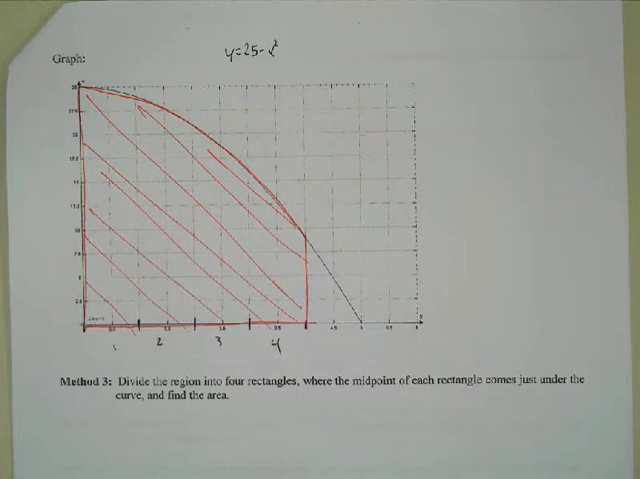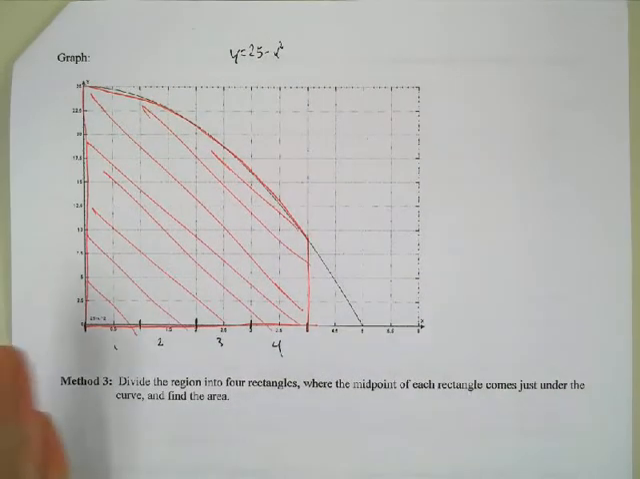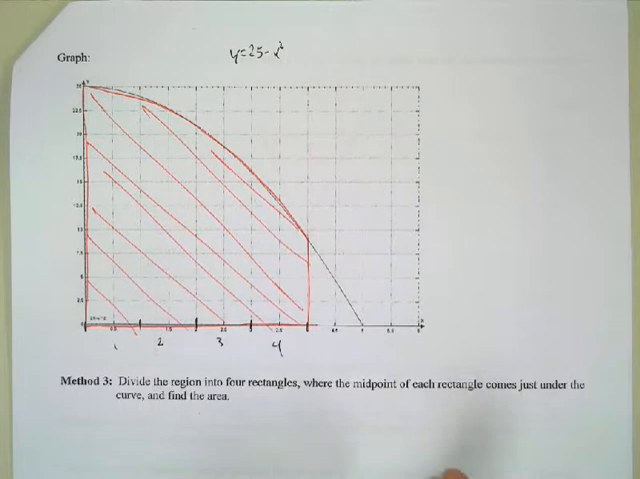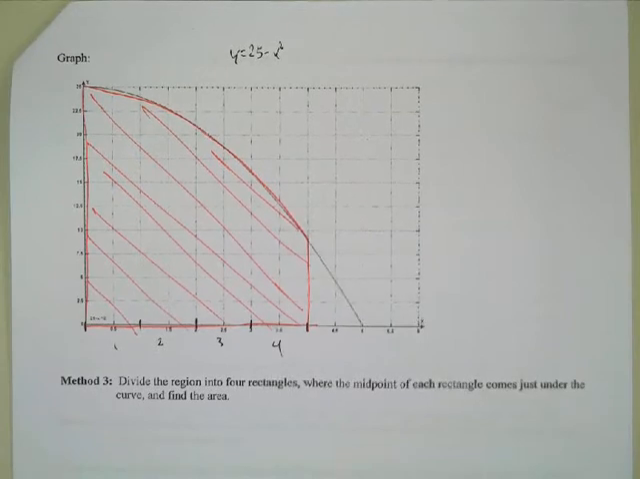But now, we're not going to use the left endpoint of a rectangle. We're not going to use the right endpoint. We're going to use the midpoint of each interval to get the height of each rectangle. The idea is that we want to intersect the curve there, so it's basically touching the curve. I think I need to change those words there.